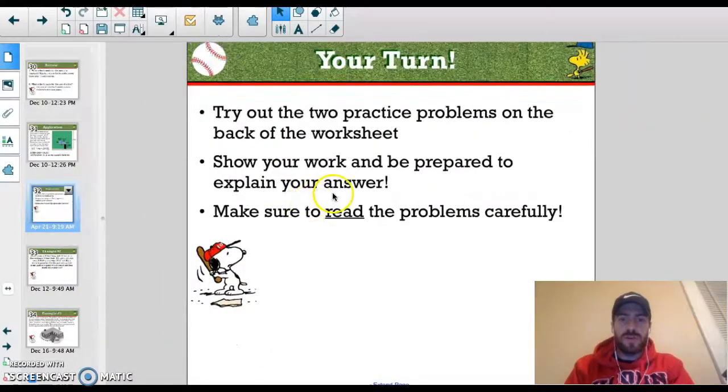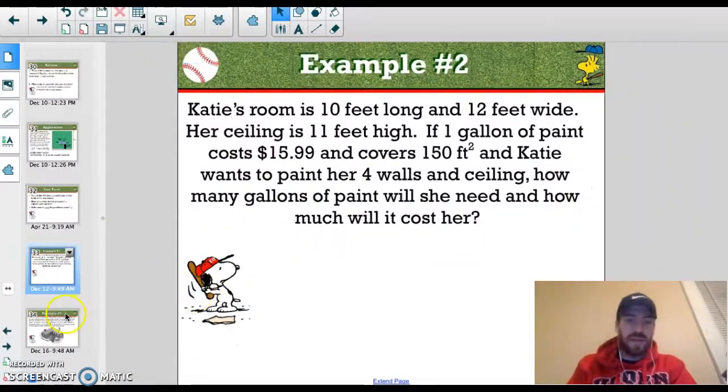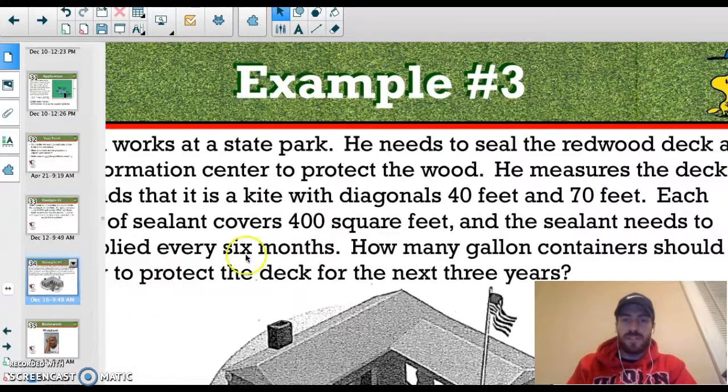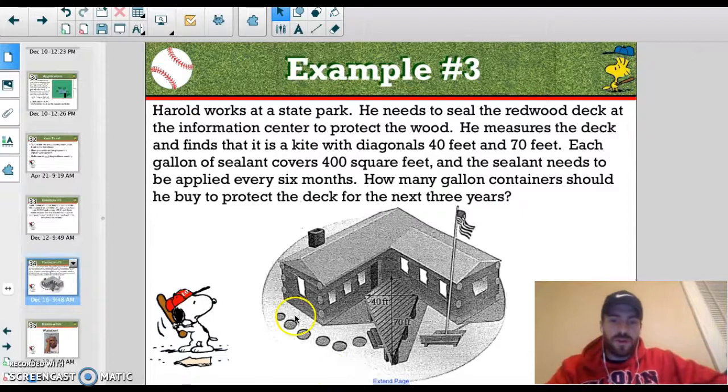So what I want you to do now, it says your turn. Try 2 practice problems on the back of your worksheet. You only have 2. It's examples 2 and 3. I want you to do that. One of them says Katie's room, which is this one. You're going to have to draw something for that. Example 3 is going to be this one. Come check back in. I'll show you the answers, and then you will be all set to go work on the worksheet.